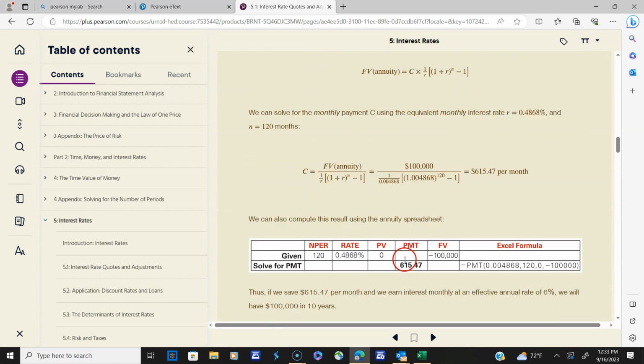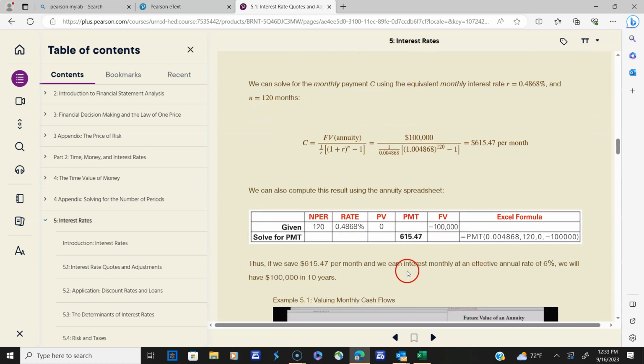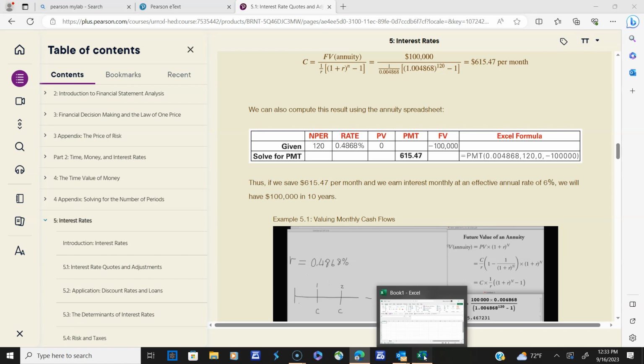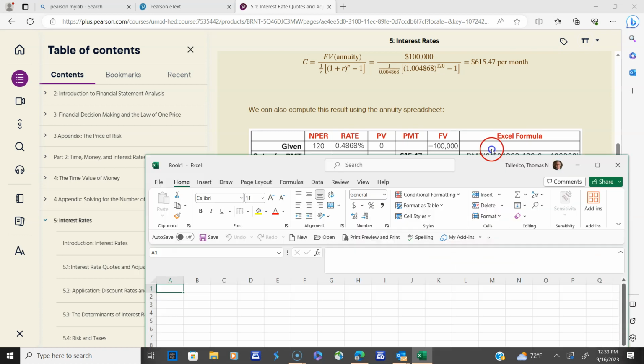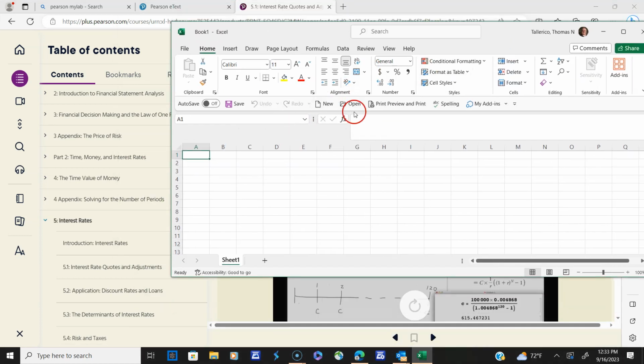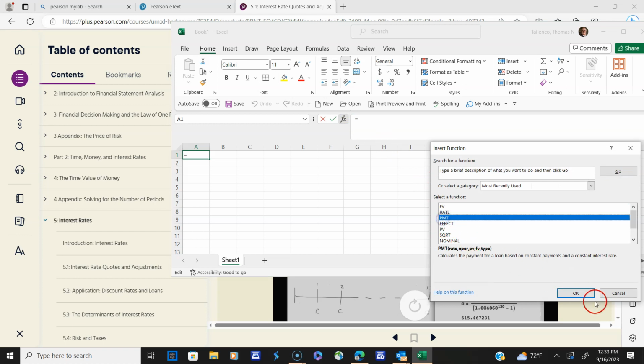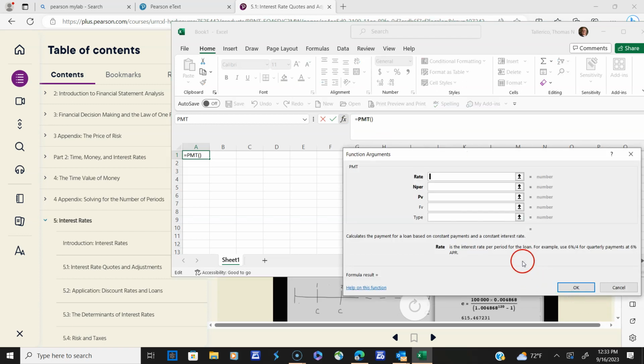All right, so I wanted to run that for you. Now, I could do the same thing. Let me just bring up Excel. And as we did in class, I'm going to get the payment function up, PMT. See that right there? Everyone see that? That's the payment function.